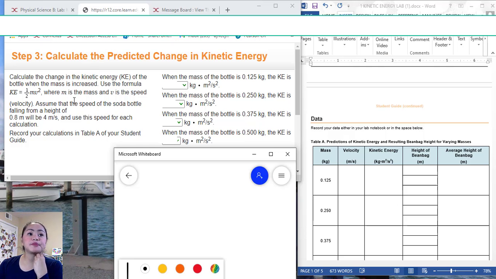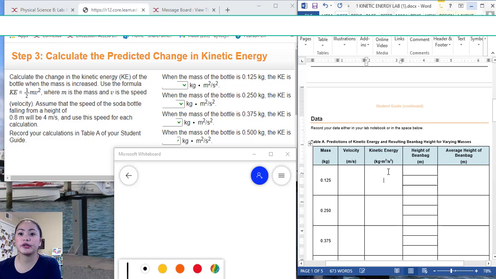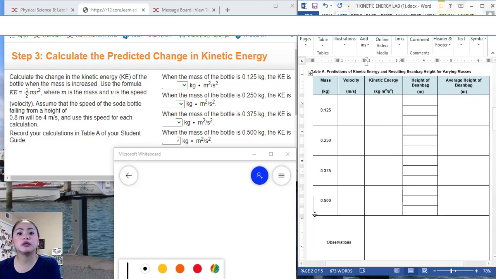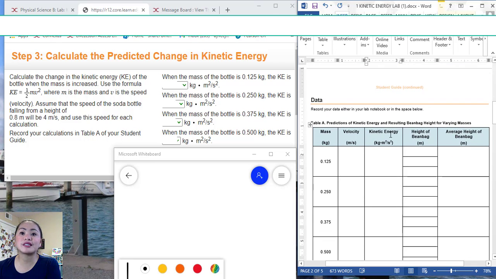Alright, so for step 3, we are going to calculate the predicted change in kinetic energy, which is this part of the table, column 3 for table A. And it says here, calculate the change of kinetic energy of the bottle when the mass is increased. So right here, we are actually changing the mass. As you can see, we have 0.10125 until 0.5 kilograms. So we are going to see what is the effect here in the kinetic energy with the increase of mass.